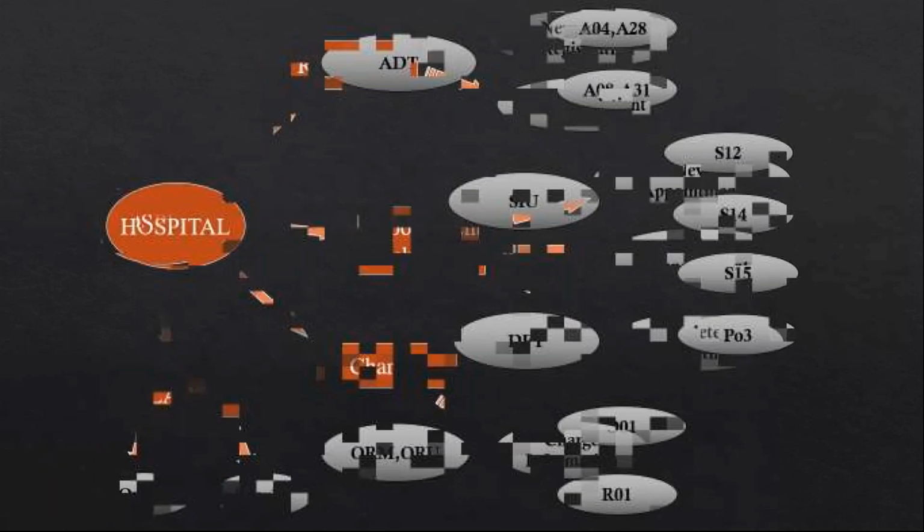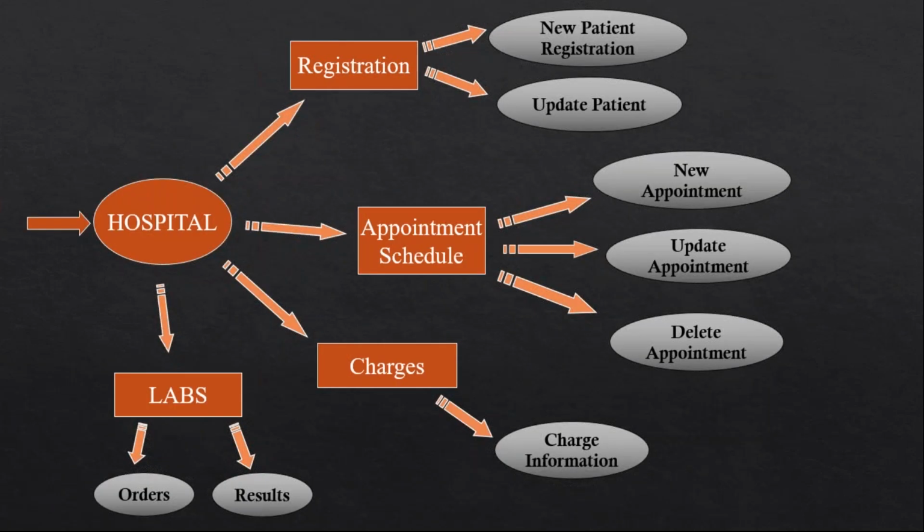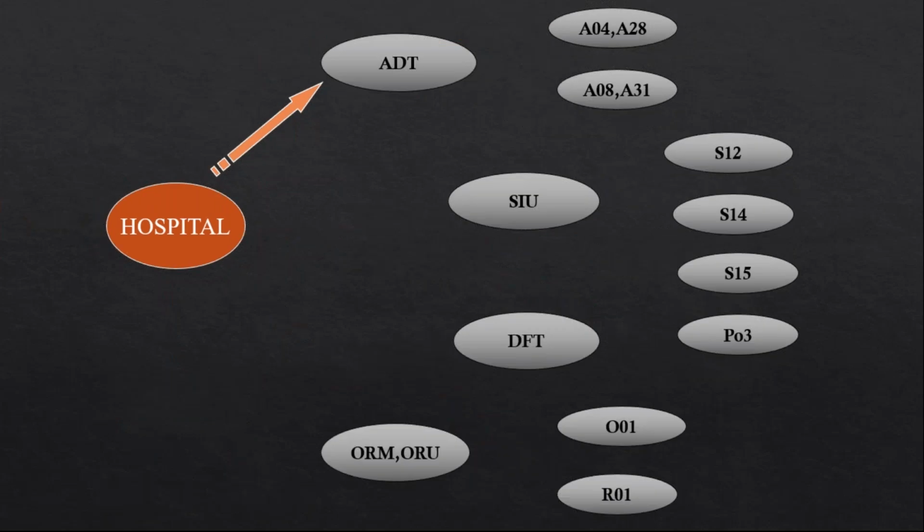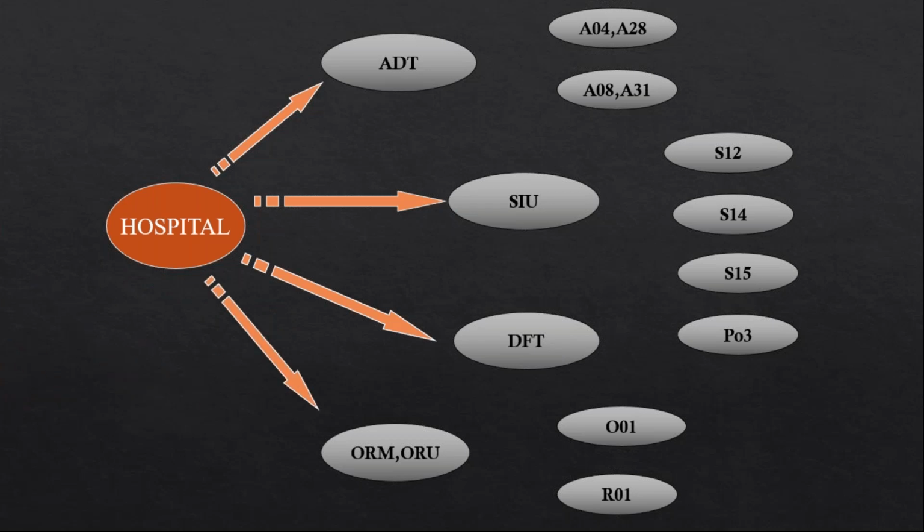As I said, each of these are the regular names that we are looking at, but they have their own naming convention from an HL7 perspective. We have seen that for registration, we represented it with an ADT message, for appointments we represent with SIU, charges with DFT, orders with ORM, and results with ORU. Now let us look at the possible event types within each one of these message types. ADT is the message type, and within ADT, for new patient registration, we will use ADT A04 or A28. Any one of them can be used.